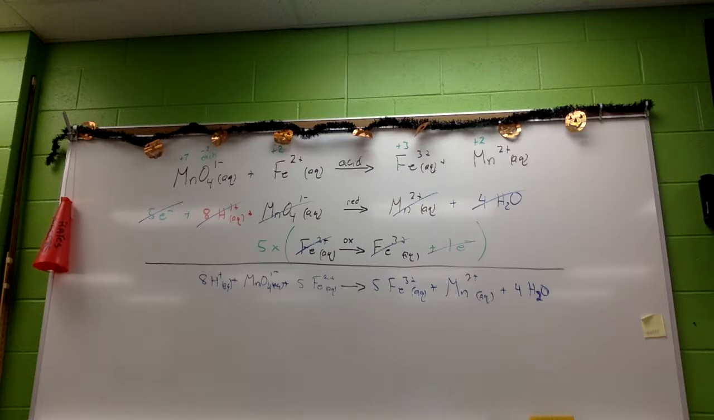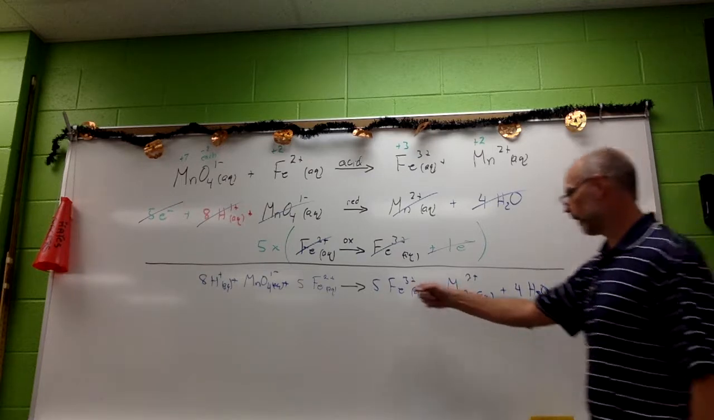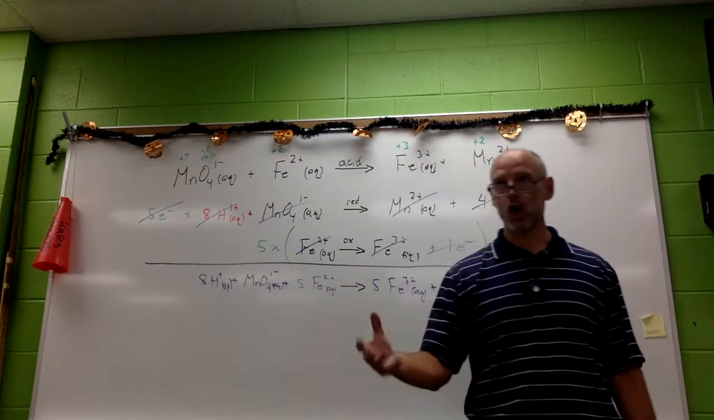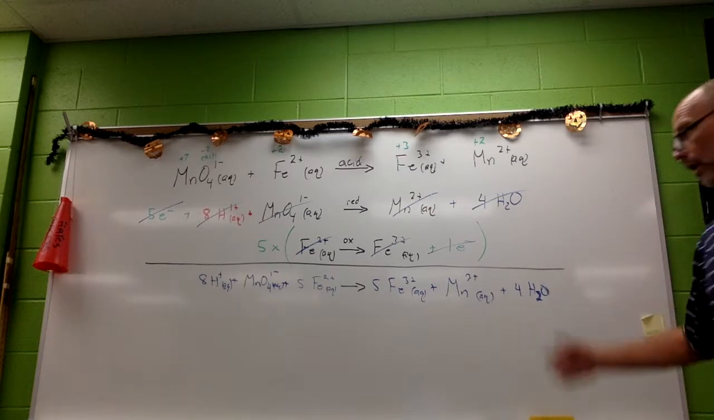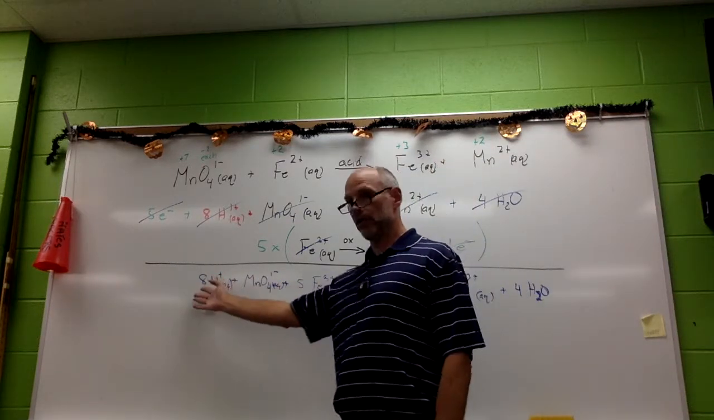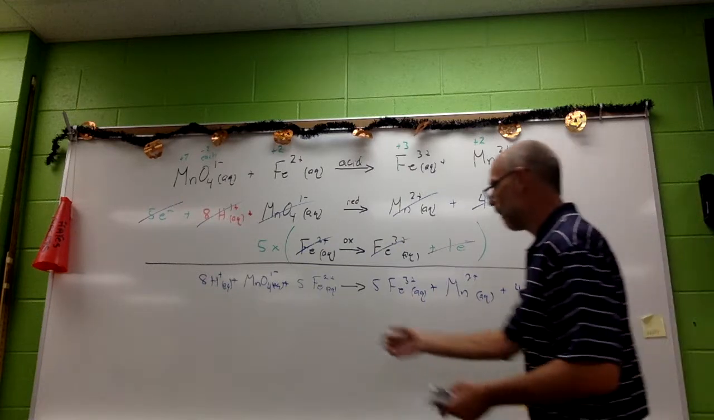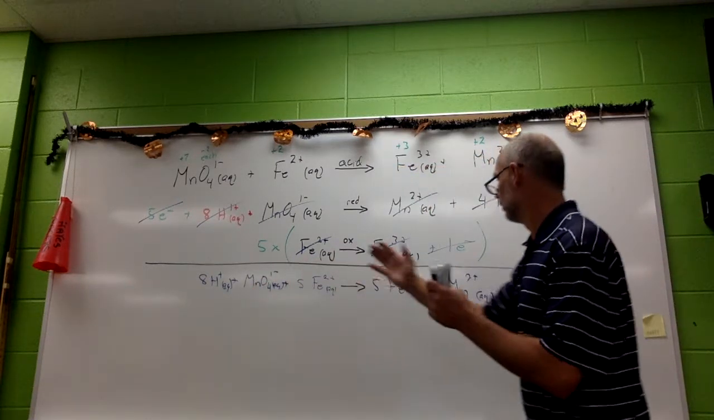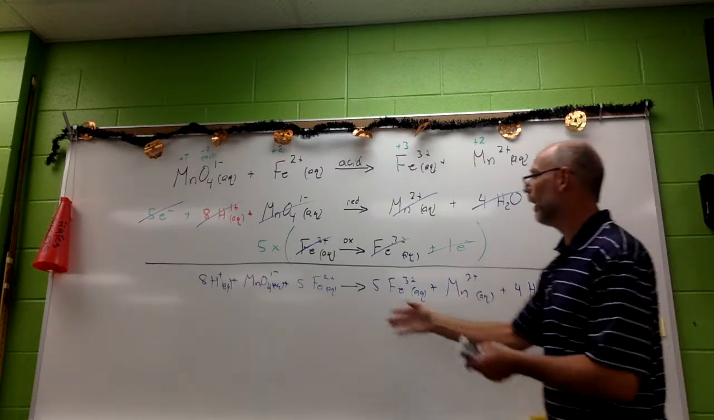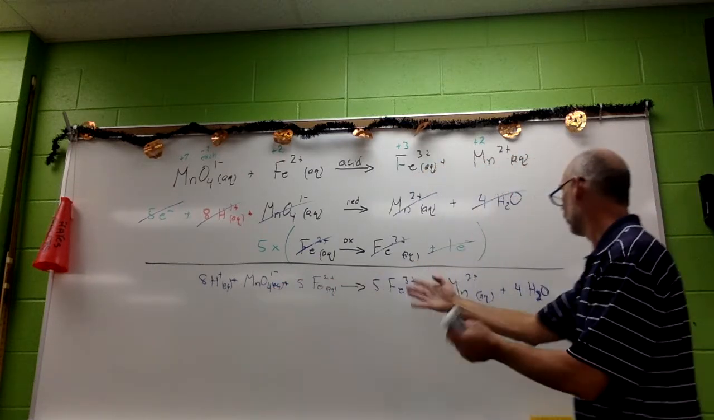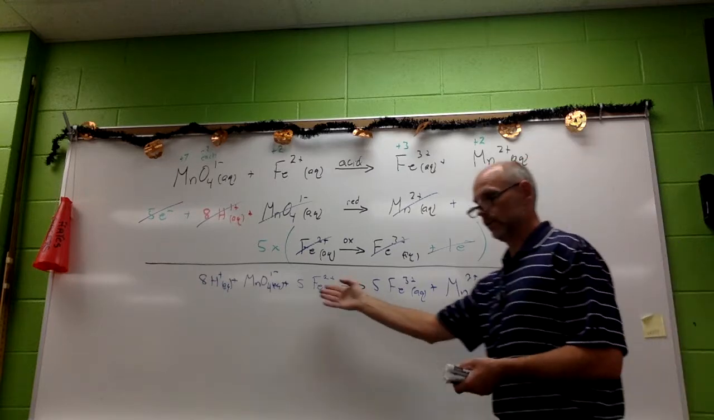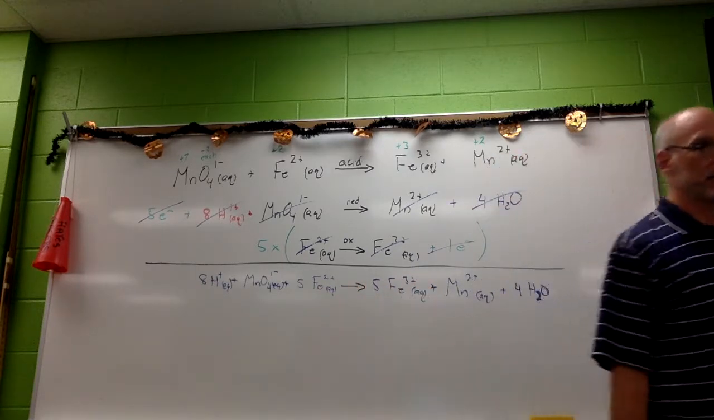Okay. Now, at this point in time, that was a lot of work, right? A lot of little places to make mistakes, so obviously what you should do is go back and confirm that not only your atoms balance, but your charge balances. How many hydrogens on this side? 8. How many over here? 8. How many manganese? 1. 1. How many oxygens? 4. 4. 5 iron. 5 iron.